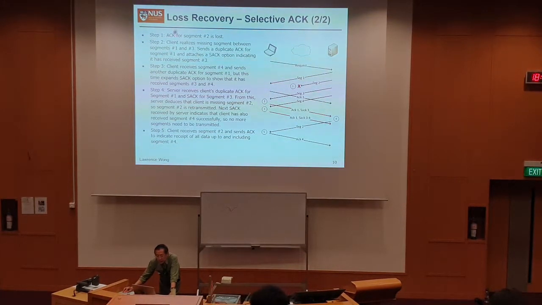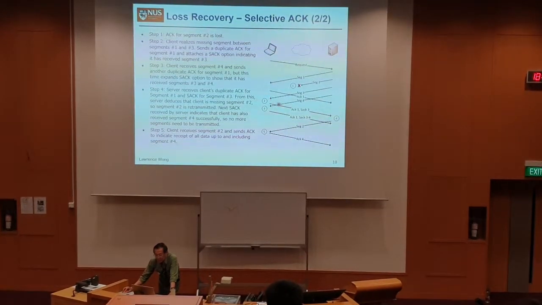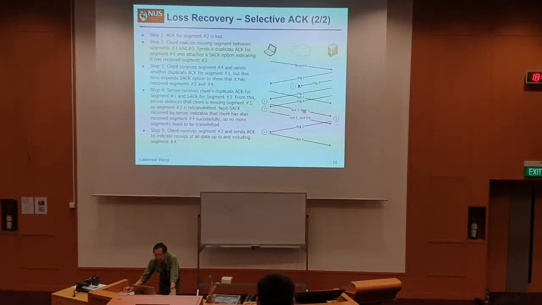Okay, so let me read this one. Step 2. Client realizes there is a missing segment between segments 1 and 3, because he's a client. He saw 1, he saw 3, but this one was not there. Okay? Sends a duplicate ACK for segment 1, which is this guy here. At the same time, it also has this selective ACK option to show that it has received segments. Also include the SACK, indicating that it had received segment 3, because if you look here, he received segment 3. Okay, so he sends this ACK plus this SACK 3.